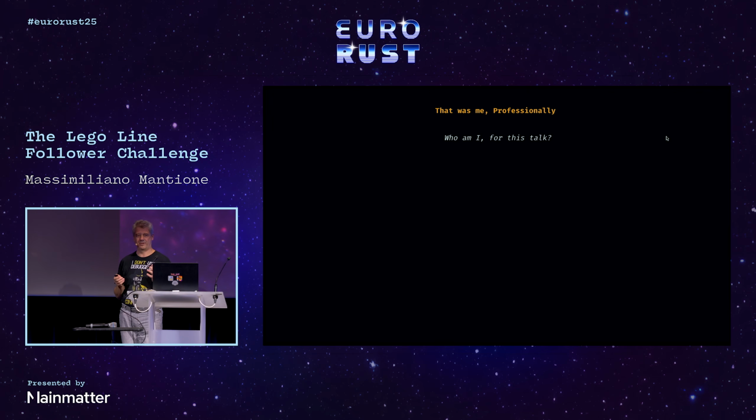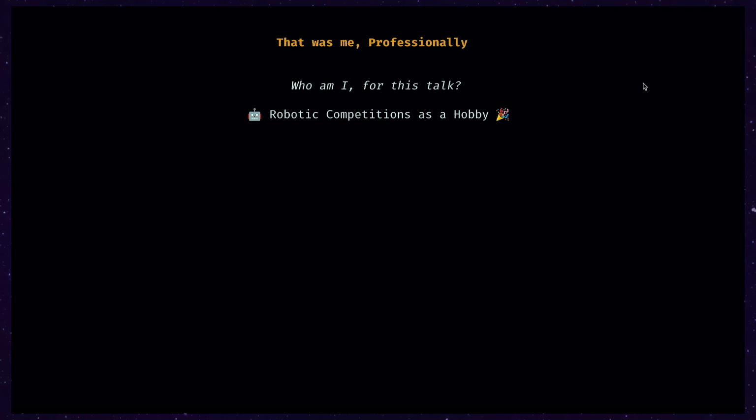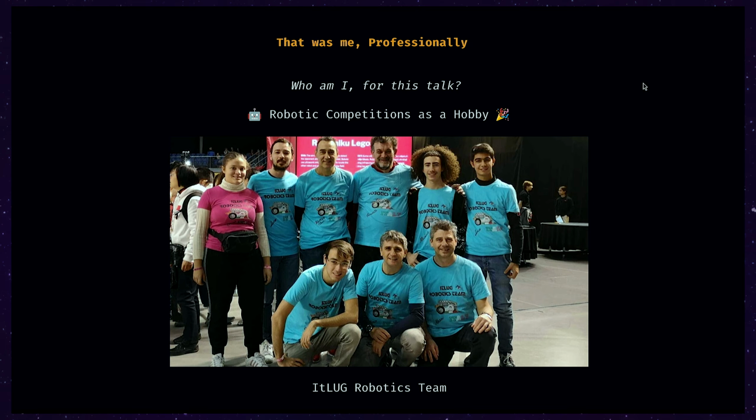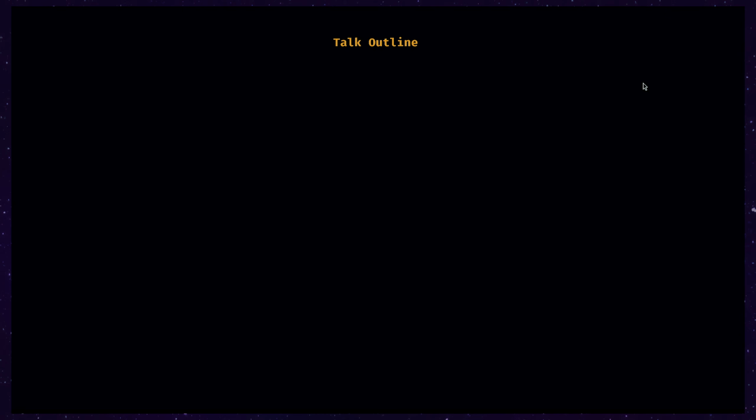Who am I for this talk? For this talk, I am a man that has robotic competitions as a hobby. Actually, it's not just me. We have a team. You can probably recognize me. The boy up above me is my son. We are a bunch of friends that have fun doing robot competitions. And we are actually pretty good in Europe. We are winning lots of medals, so we really have a lot of fun.